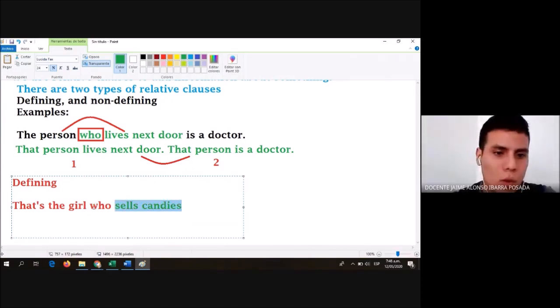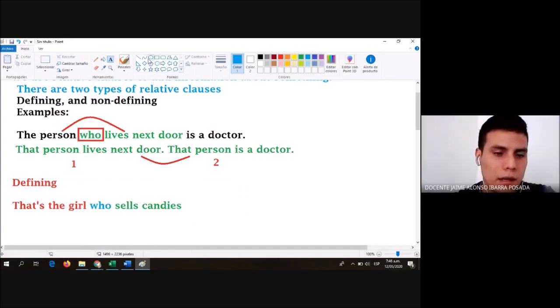Okay. In this case, who is the relative. What is it doing? It is unifying two sentences. Here we have the two sentences. One of them is the dependent clause and another one is independent. Okay. So far so good.